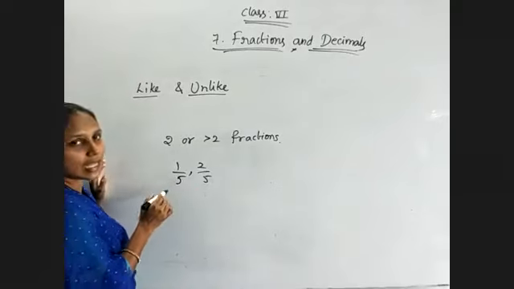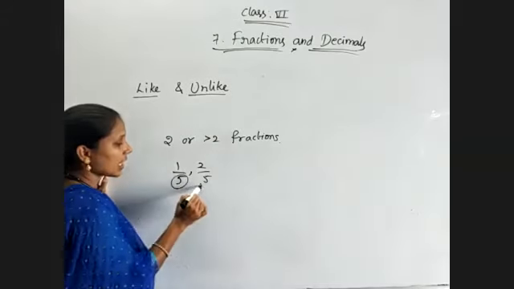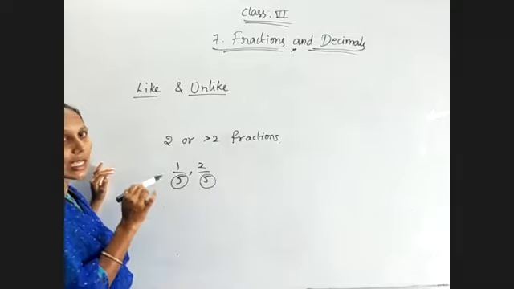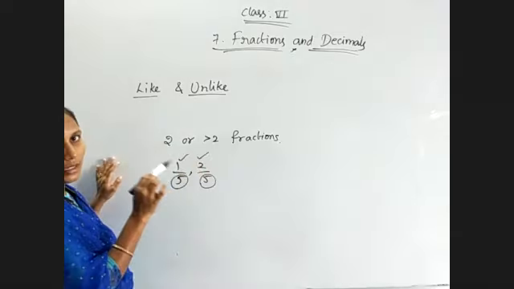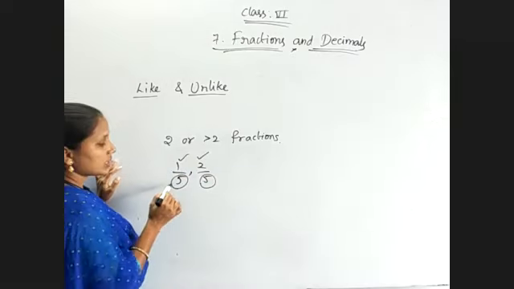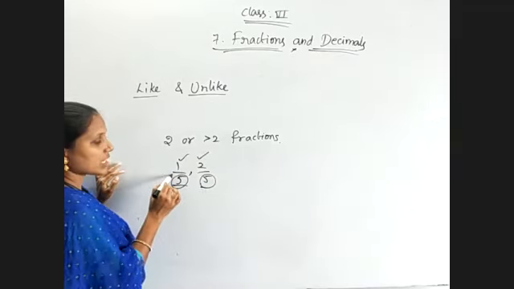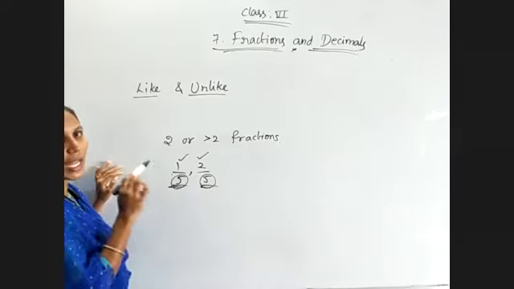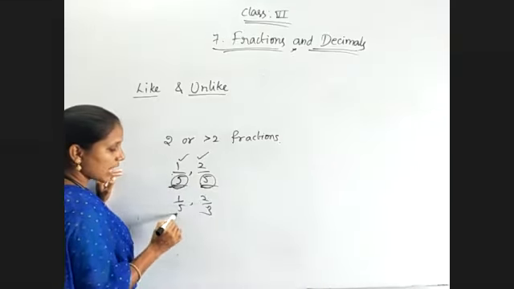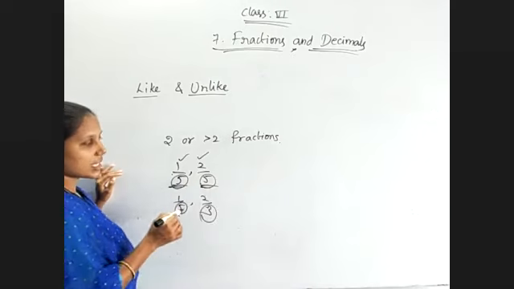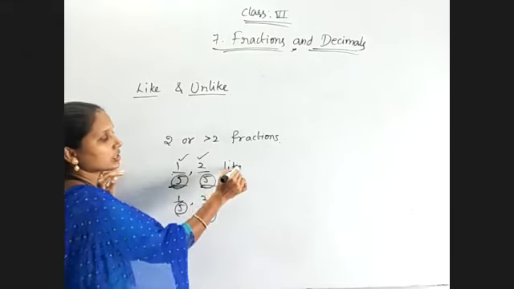How are we saying like or unlike? If the denominators of the given 2 fractions are equal, then those 2 fractions are said to be like fractions. Same. Fractions with the same denominator are called like fractions. If I have 1/5 and 2/3, fractions with different denominators are said to be unlike fractions.